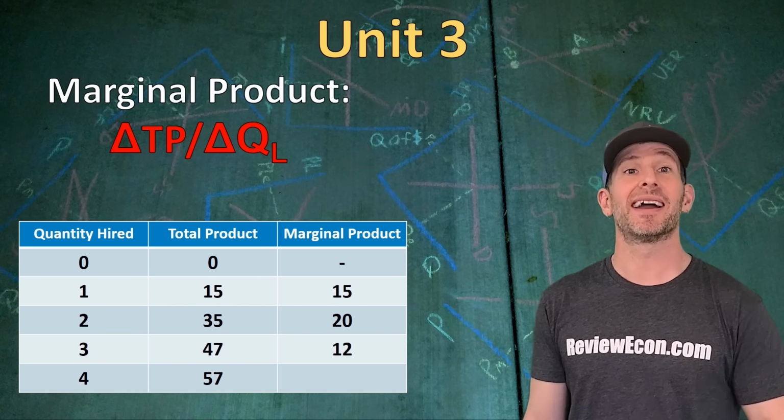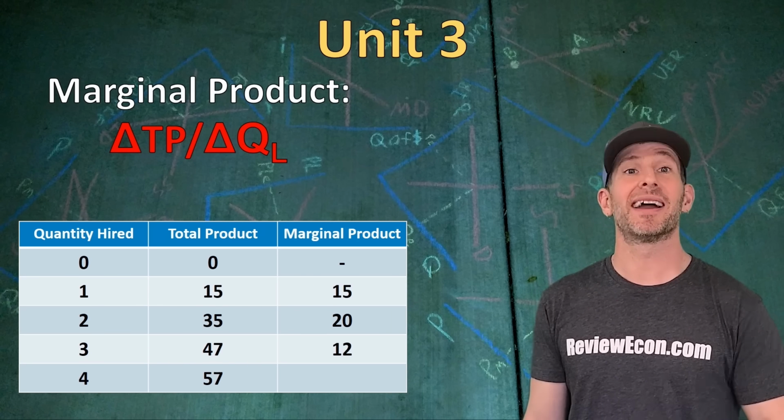The marginal cost of labor is the wage that a worker is paid divided by their marginal product. Here we've got those same numbers on the table, and let's see if we can figure out the marginal cost if the wage is $60. Plug in those numbers and do the math. At 1 worker, you're going to have $4 marginal cost. At 2 workers, $3. At 3 workers, $5. And at 4 workers, we've got $6 in marginal cost for labor.